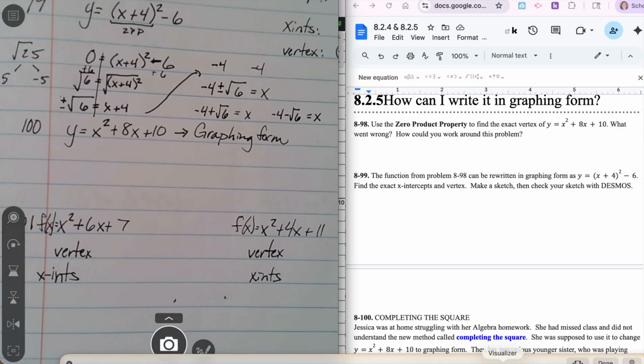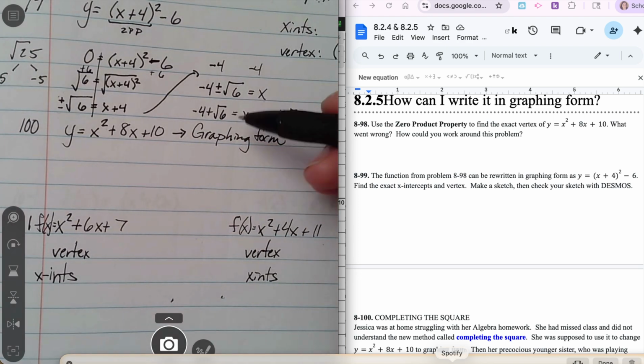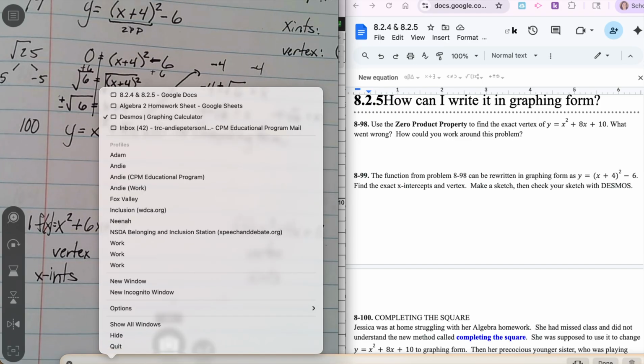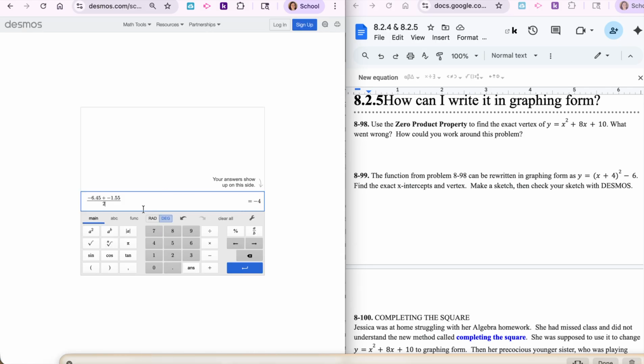So it says to make a sketch and then check your sketch with Desmos. Now, I think to make a sketch, it makes it a lot easier to find out what these numbers are as a decimal approximation, just because it's a little bit easier to know what I'm talking about then. So if I go into my calculator here, I can type them in. So -4 plus, and then a little hint to make the square root symbol, you don't actually have to type in it or find it. You can type in SQRT and it'll make a square root symbol for you. So -4 plus the square root of 6 is -1.55.